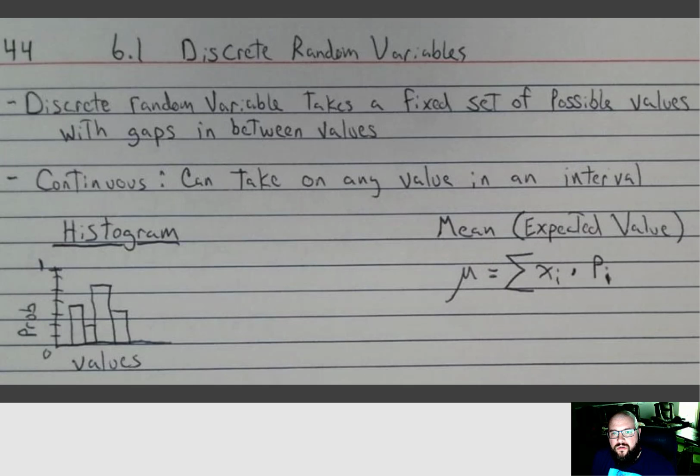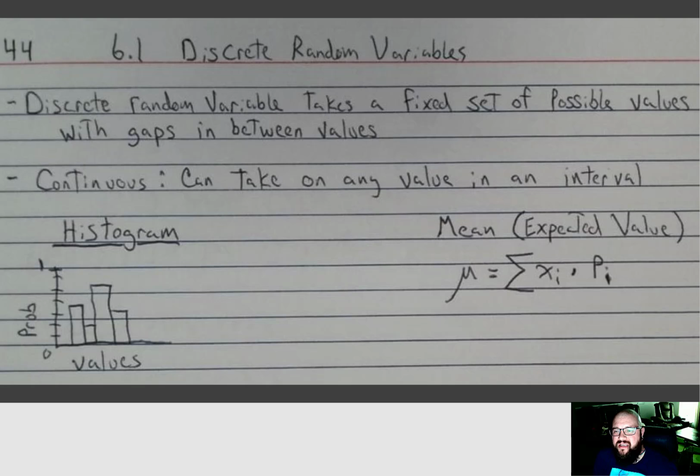Alright guys, so welcome to 6.1 Discrete Random Variables. So today we're going to talk about a discrete random variable that takes a fixed set of possible values with gaps in between values. So discrete meaning that it is a fixed set of possible values with gaps in between, alright? And then we're going to also talk about continuous, right?